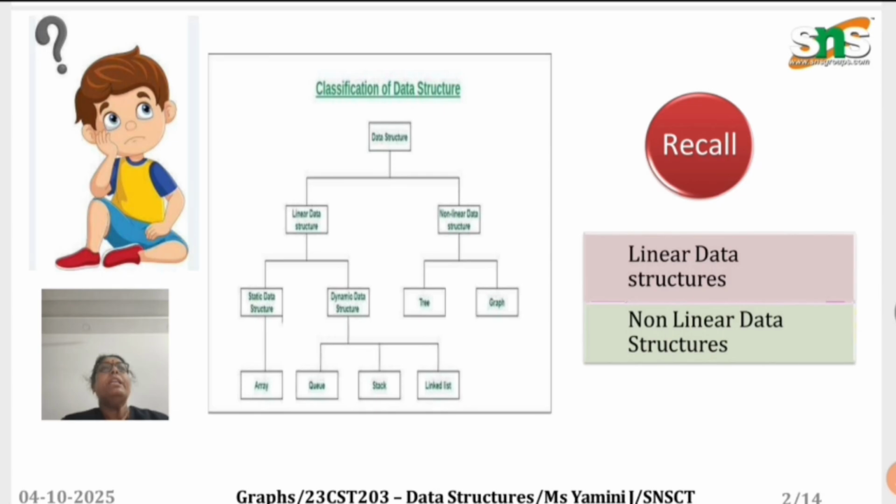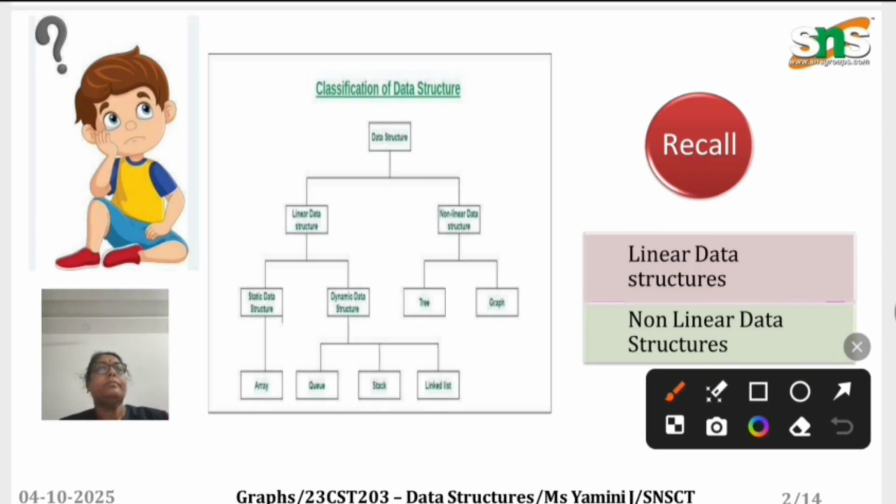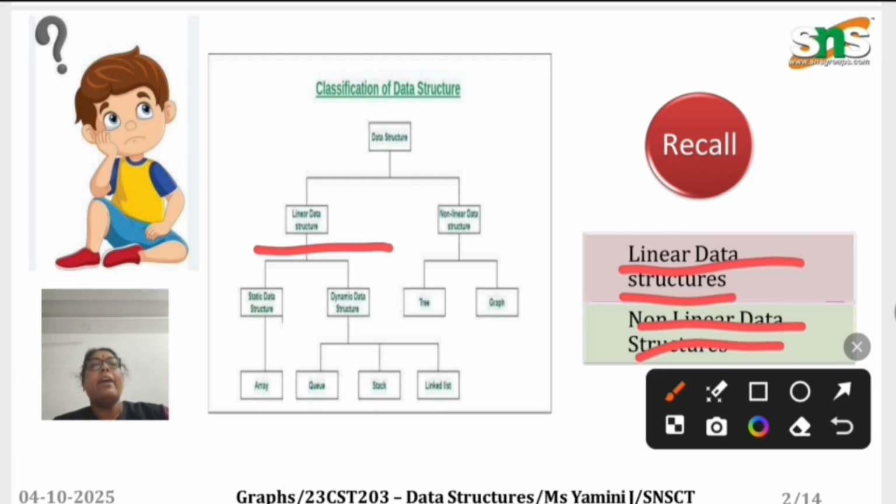Before we begin, let's recall what we have learned so far. We know that data structures can be broadly classified into linear data structures and non-linear data structures. In linear data structures like arrays and linked lists, data is stored directly in a sequential order, while non-linear data structures like trees and graphs represent data in a network form.